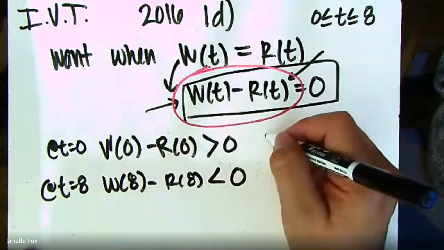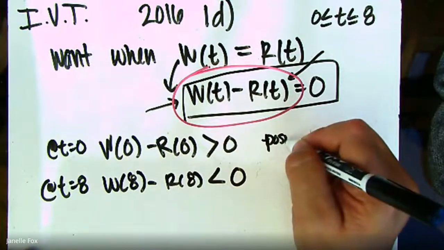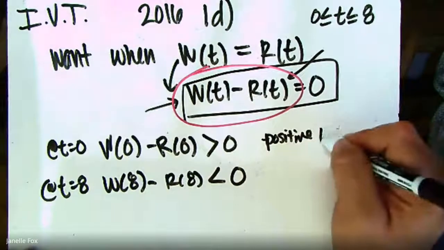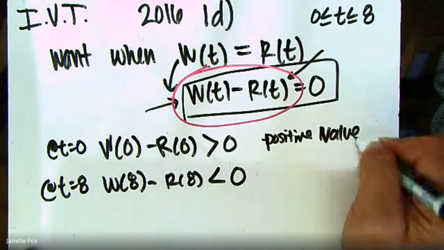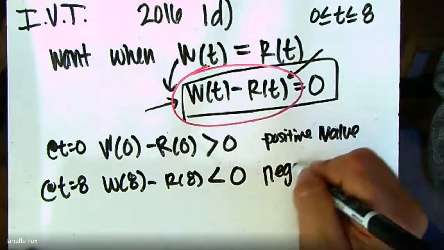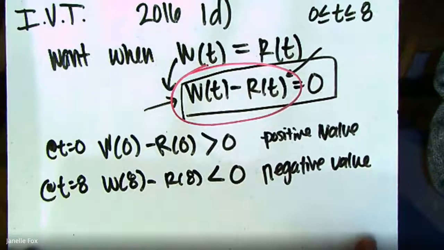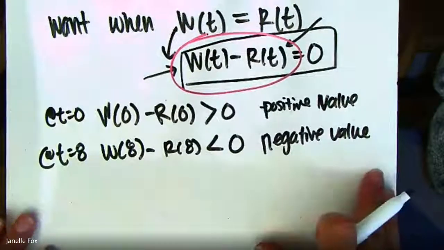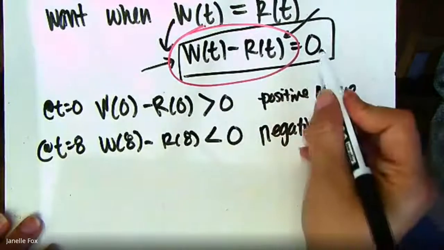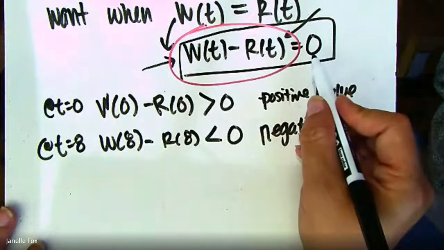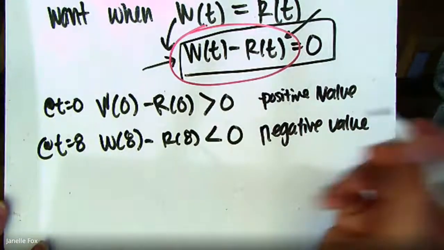So this was a positive value, and then this over here was a negative value. Because one of these was a negative value and one of these was a positive value, and this is a continuous function, I know for sure that it has to be equal to 0 in between because of the mean value theorem, and that's basically what I wrote down.